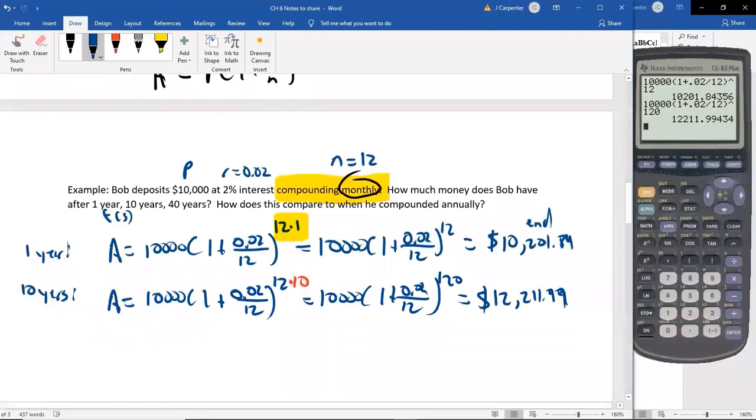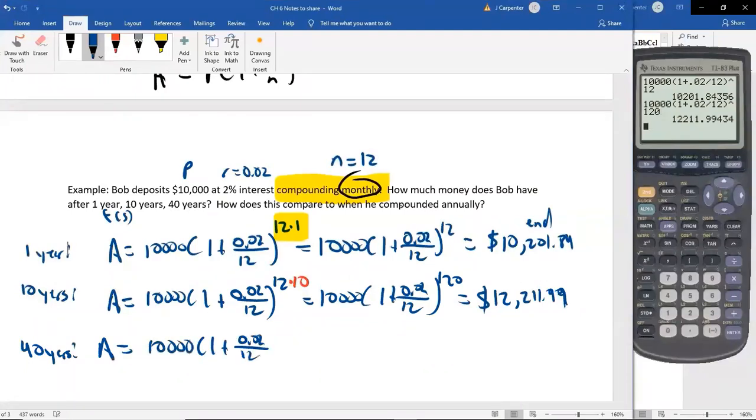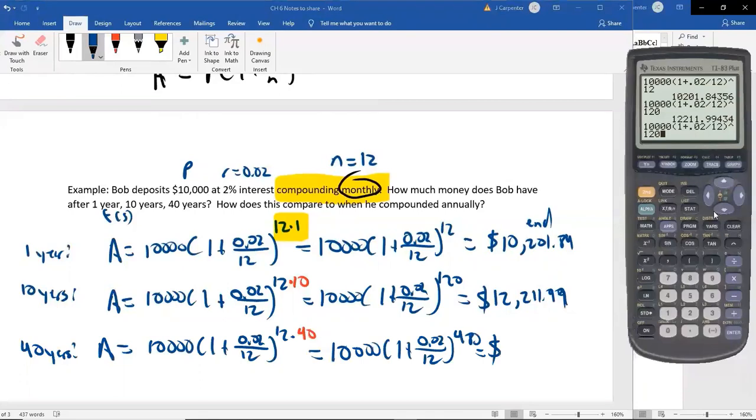Now let's do it for the 40 years in. Our future value is 10,000 times 1 plus 0.02 over 12 raised to the 12 times, and again, the only change in this formula is the time, which we're now 40 years in. 12 times 4 is 48, so that'll be 480. There will be a dollar sign. I can hit second enter, and I can just use my arrows to move around and change the 120 to a 480.